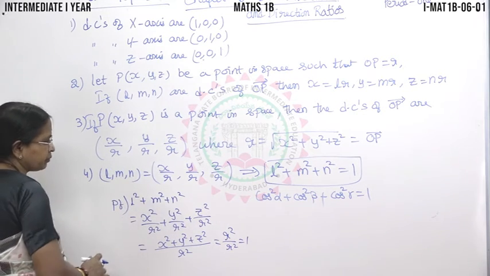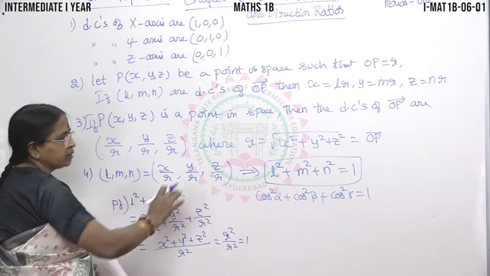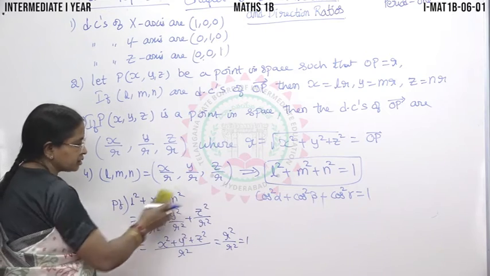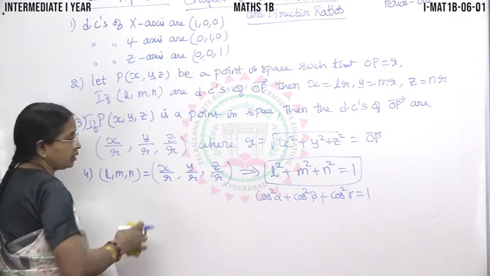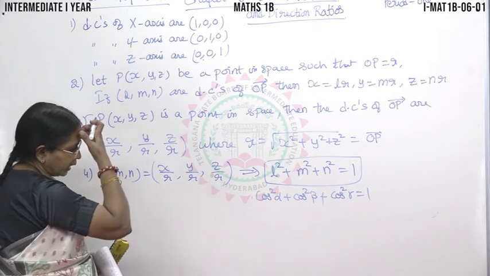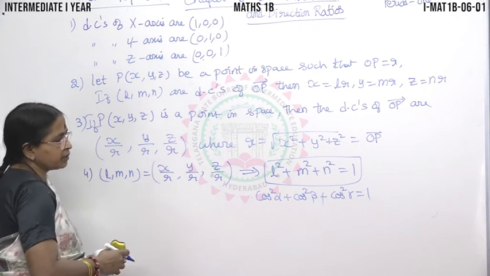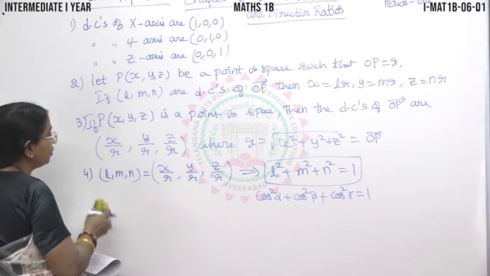So this is the proof. The proof is not necessary. Just learn this property, and we'll be applying it in some problems also. Whenever L, M, N are the direction cosines of a straight line, then L square plus M square plus N square is always equal to 1.